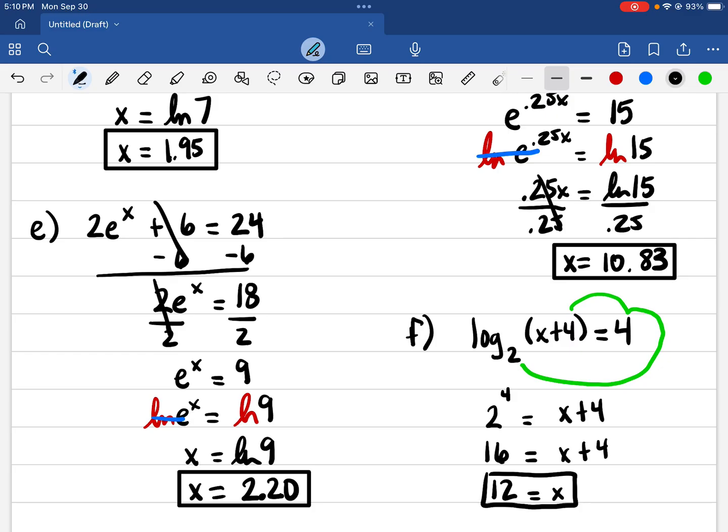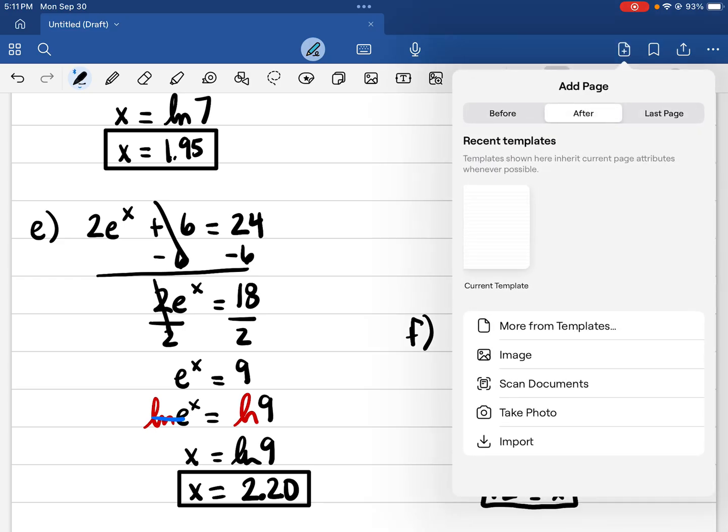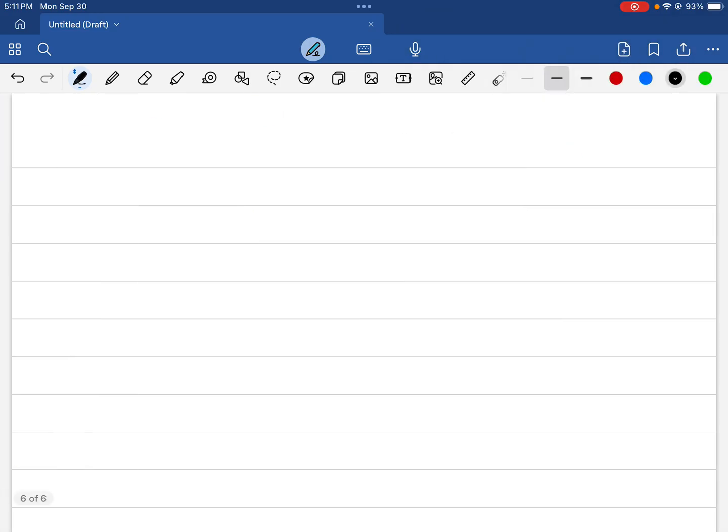So in situations where we cannot just drop the logs on both sides because we only have one of them, we'll do loggy froggy to help us get it into an exponential form, which then is going to allow us to solve for x. We'll do another one like this.